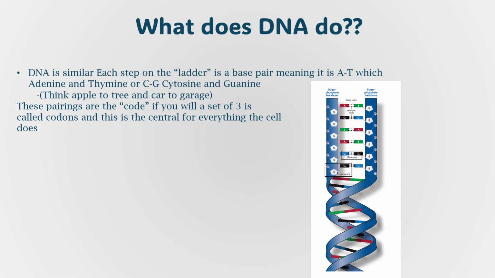DNA is no different. DNA is like a ladder we talked about earlier, and so your code is going to be your base pairs, right? So your code is going to be 4 letters: A, which is adenine, T, which is thymine, C, which is cytosine, and G, which is guanine. These are your bases. You can think how these pair up is apple goes to tree and cars go to garages, right? So A's and T's are going to pair up, and G's and C's are going to pair up. These pairings are the code, if you will. A set of 3 is called a codon, and this is essential for everything that the cell will do.